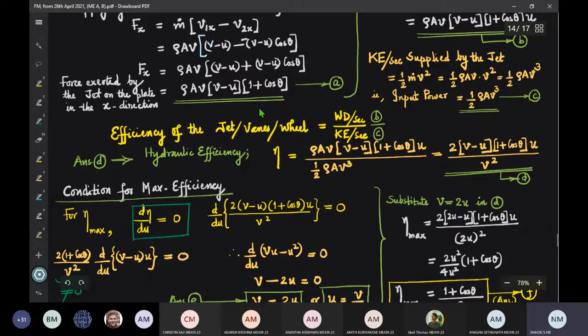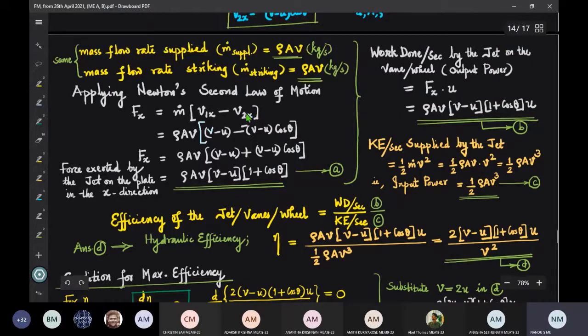So one part of the analysis is over. Next we will try to find out the work done per second by the jet on the plate, which is known as the power of the jet or output power of the jet. So work done per second by the jet on the vane, or in this case the work done per second by the jet on the wheel also, because ultimately the jet is doing work on the wheel. The wheel rotates. So what is that work done per second or output power of the jet?